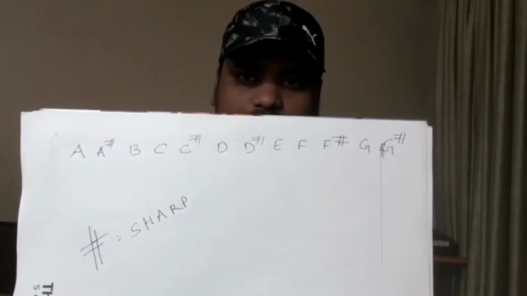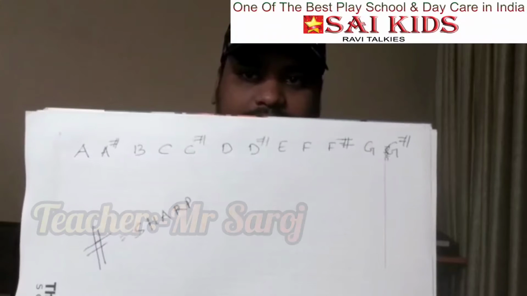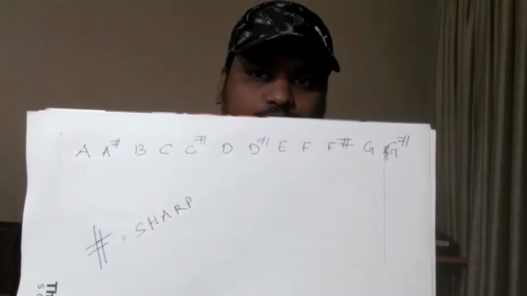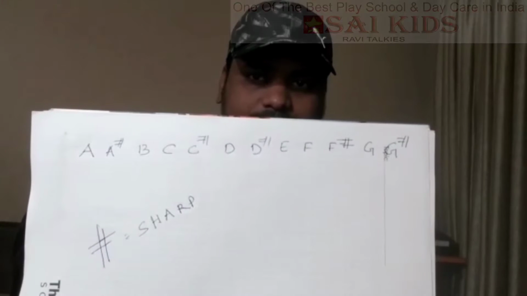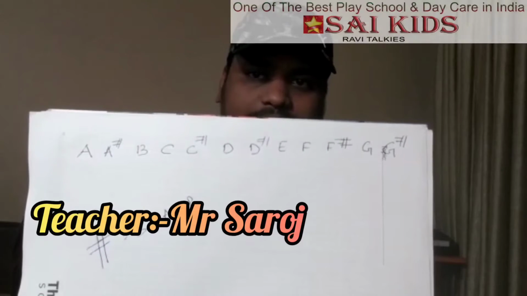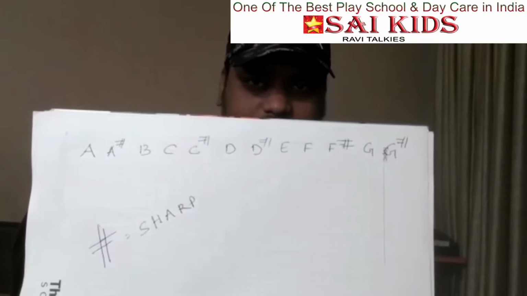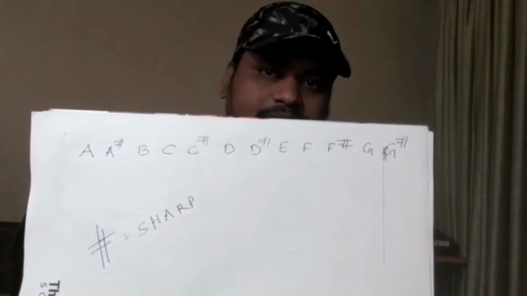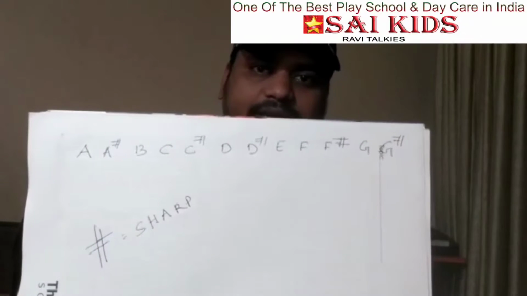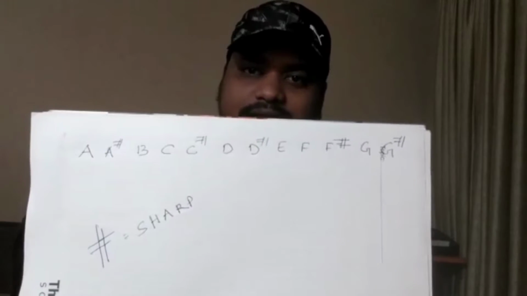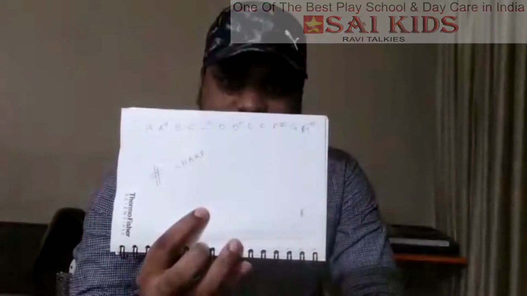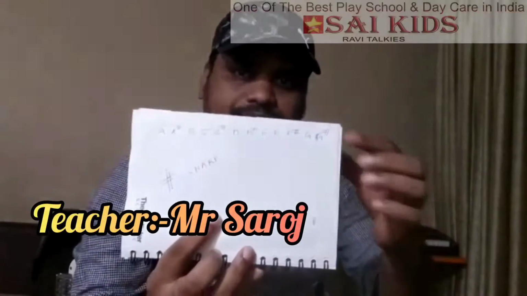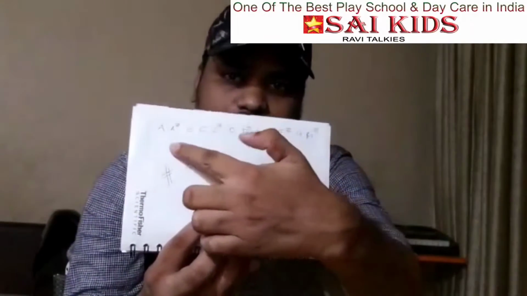So as I told you, after A, which note will come? It is A sharp. After A sharp, it is B. So if I ask you after G, similarly it will be G sharp. If I ask after G sharp, which note will come? Directly you can jump into A.